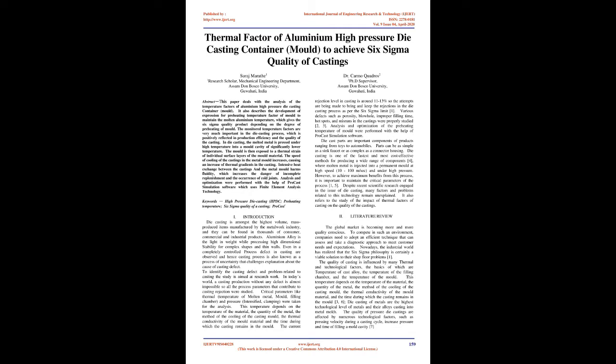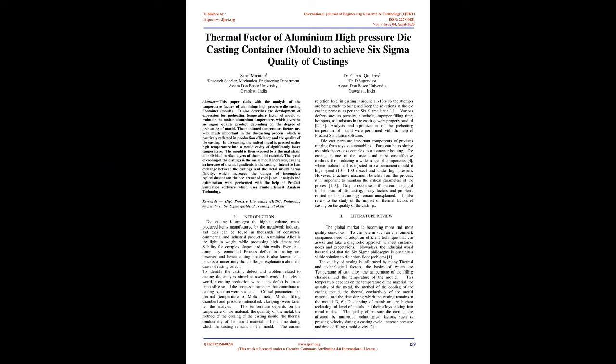The speed of cooling of the castings in the metal mold increases, causing an increase of thermal gradients in the casting. Intensive heat exchange between the castings and the metal mold harms fluidity, which increases the danger of incomplete replenishment and the occurrence of cold joints. Analysis and optimization were performed with the help of ProCast Simulation software, which uses Finite Element Analysis Technology. Keywords: high pressure die casting, HPDC, preheating temperature, 6 sigma quality of a casting, ProCast.